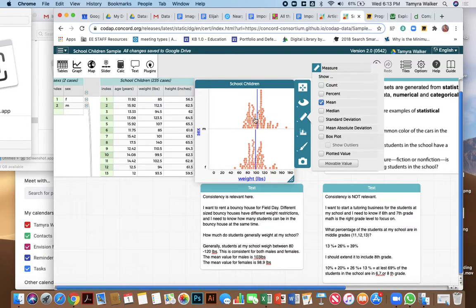The males at the school have an average weight of about 103 pounds. The mean of the girls at the school, the females at the school, is about 98.9 pounds. So that's pretty close together. That's good to know. So somewhere around 100. Let me make sure.